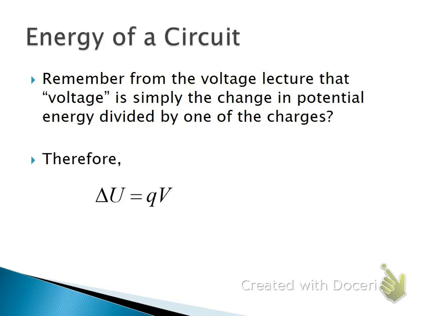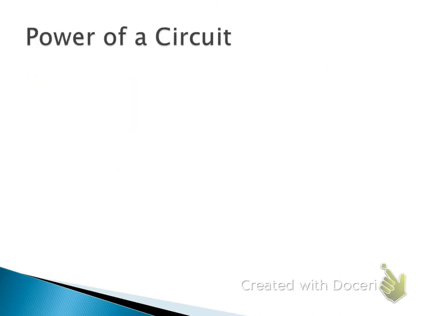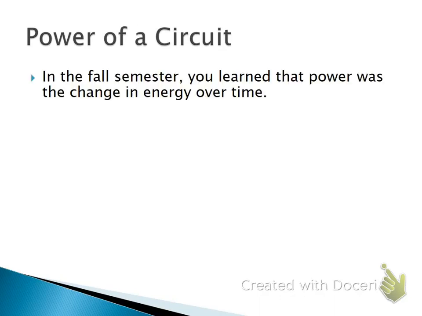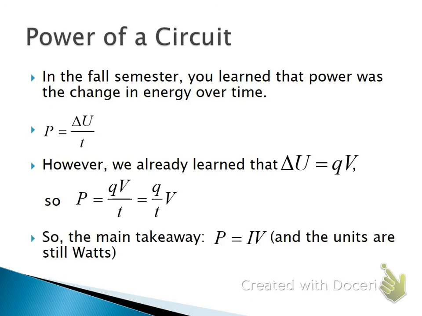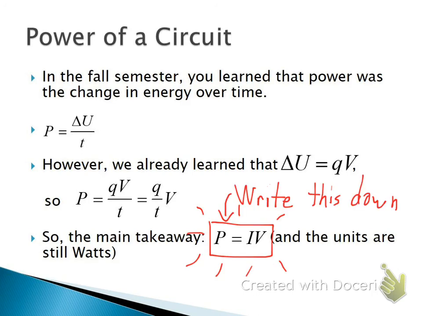Now for the energy of a circuit, we talked about way back when we did voltage, that it's simply the change in potential energy divided by a test charge, where voltage is defined as energy divided by Q, joules per coulomb. So therefore, if power is the change in energy over time, and we know that the change in energy is a charge times voltage, that means power is charge times voltage over time. And if I separate this out, I can get charge over time times voltage. And this gets me to our main takeaway, which is what you actually need to write down, that power equals current times voltage. P equals IV.